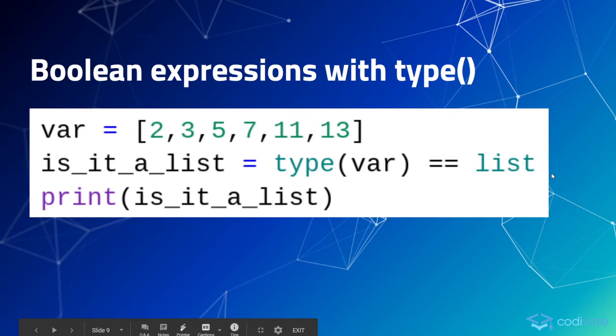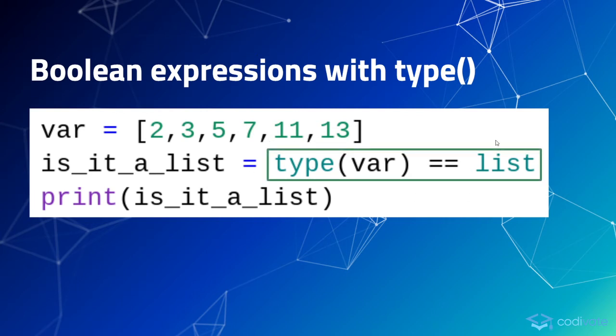Let's take a look at Boolean expressions with type. If we wanted to check if the type of a variable is actually a certain type. For example, we have a var here, and it's a list of all these numbers. And we have this another variable here called isItAList. Usually, variables that start with is are Boolean variables. And we are assigning it the value of this Boolean expression.